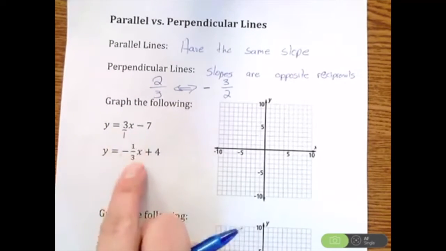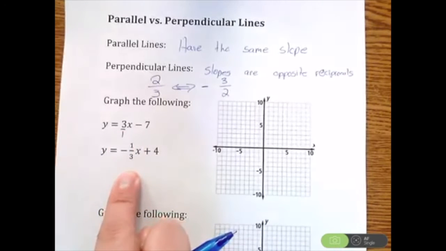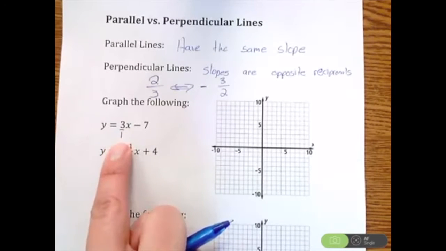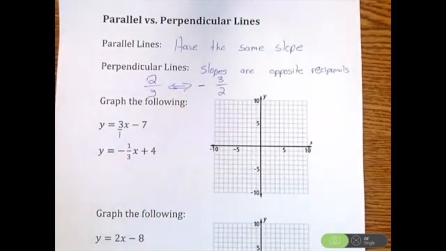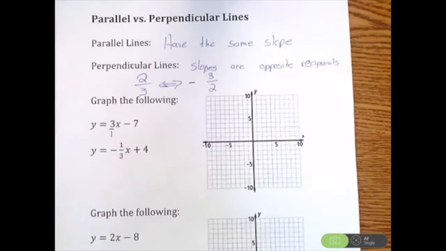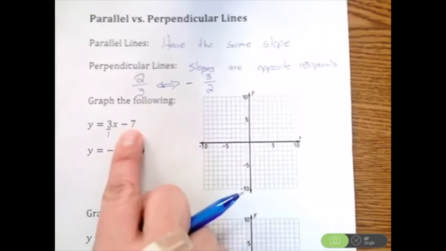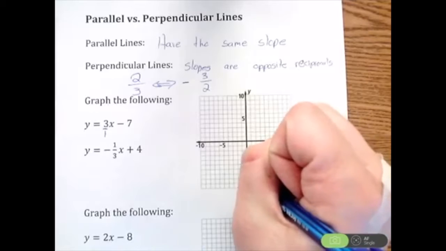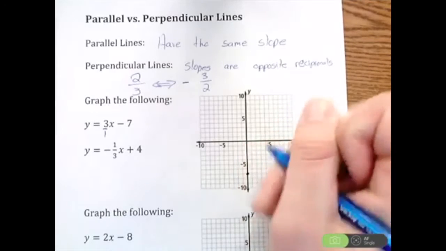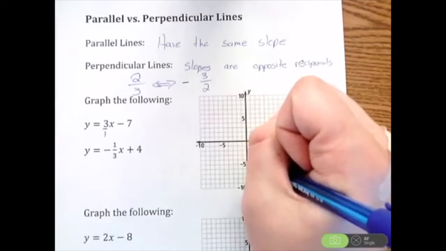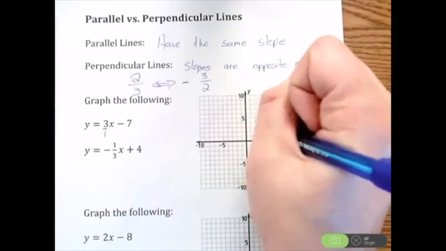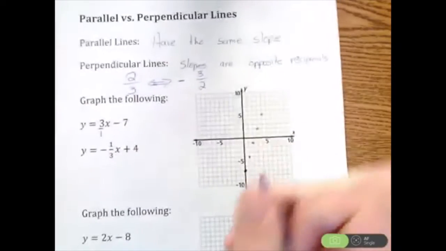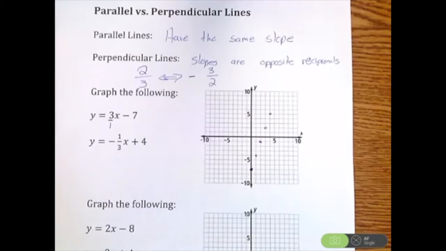Looking at them, I already know they're not the same slope, so I know I don't have parallel lines. But if I take 3 over 1, flip it, and take the negative of it, I have negative 1 over 3. So these should be perpendicular lines. I'm going to real quickly graph this. y equals 3x minus 7. That means we're going to have a y-intercept down at negative 7. And I'm going to go up 3 over 1, up 3 over 1. You get the point. Up 3 over 1. Once I have that, this is my first line.